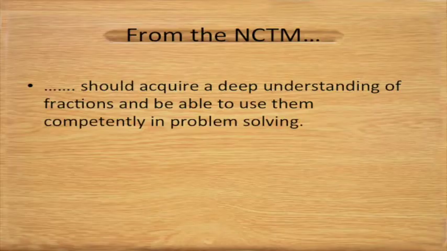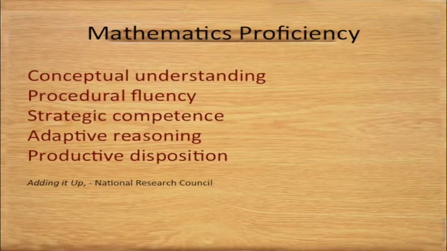If we look at the research done by the National Research Council on defining mathematics proficiency, we will see that they define it as conceptual understanding, procedural fluency, strategic competence, adaptive reasoning, and productive disposition. The Common Core talks about conceptual understanding and procedural fluency. So prior to the Common Core, the National Research Council felt that these concepts were very important in having our students become adaptive and proficient in mathematics.